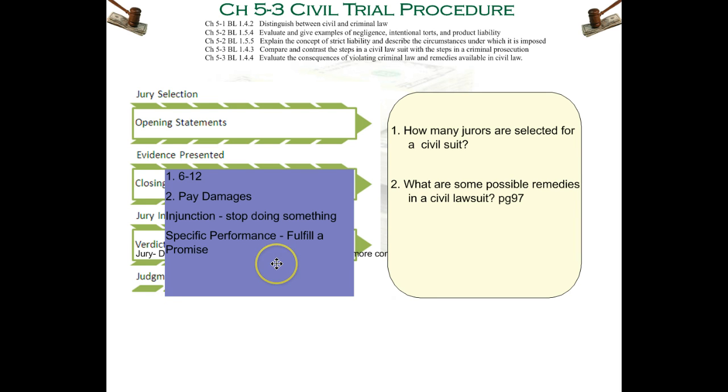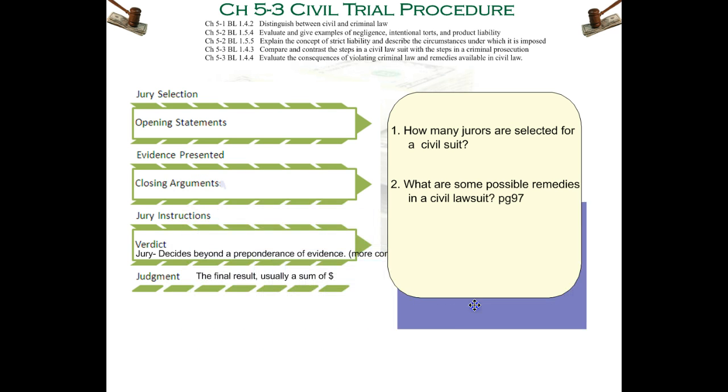Answers: potentially 6 to 12 jurors. We can pay damages, which is money. We can have an injunction, which tells the judge to stop doing something. Or we can order specific performance, which would be when the judge ordered someone to fulfill a promise. So if you had a contract with a catering business and they didn't want to cater your event, a judge could order them to fulfill that promise and actually cater the event.